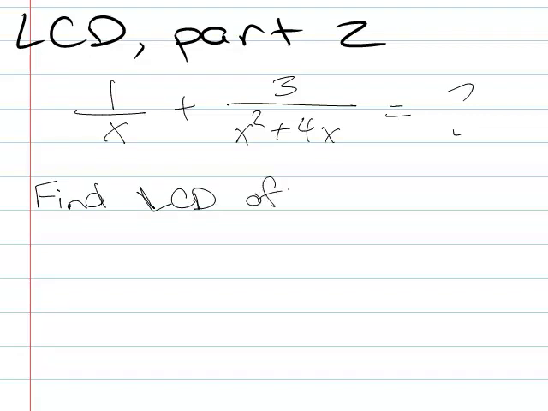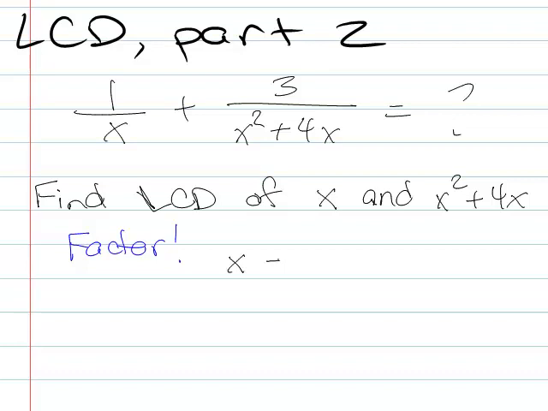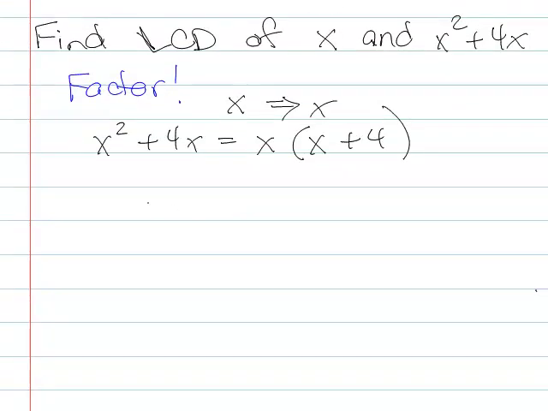So find the LCD of, because we're going to use the same strategy, x and x squared plus 4x. So we're still going to do the same thing we did when we just had numbers. We're going to factor. So x doesn't factor, interestingly. x equals x. Doesn't really factor into anything. But we can factor x squared plus 4x because we can pull an x out and we're left with x plus 4, right? Hopefully.